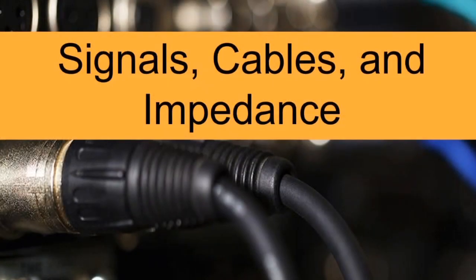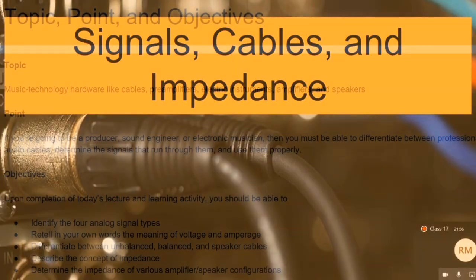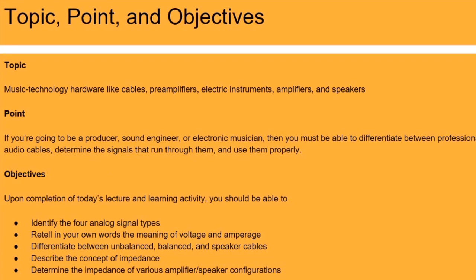Today's lecture is called Signals, Cables, and Impedance. The topic is music technology hardware, like cables, preamplifiers, electric instruments, amplifiers, and speakers. All of the wonderful hardware devices that you'll encounter if you're going to be a producer or an audio engineer. So if one asks you about today's topic, you say, yeah, we talked about music technology hardware.